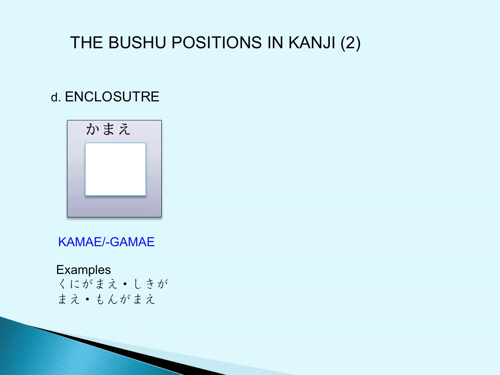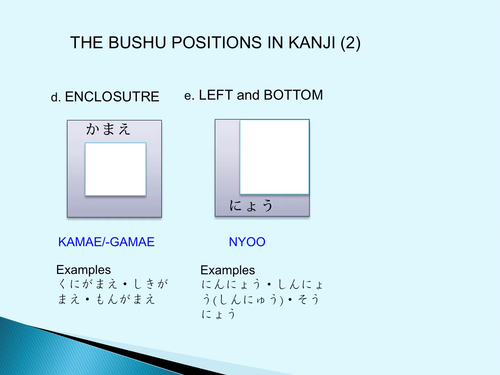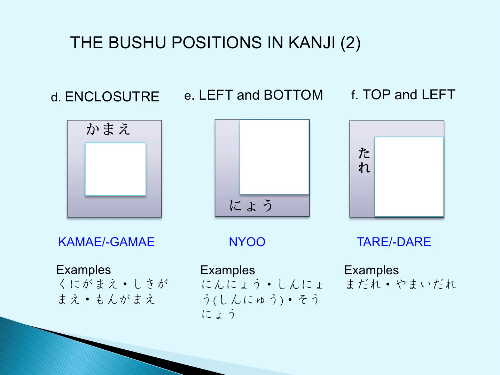If bushu wraps around another component, it's called kamae or ngamae. Starting on the left side and extending along the bottom is nyo. Starting at the left side and hanging on the left is tare or dare. It is not essential to learn the names, but it is useful to know that its name will tell you where the position appears in the kanji.